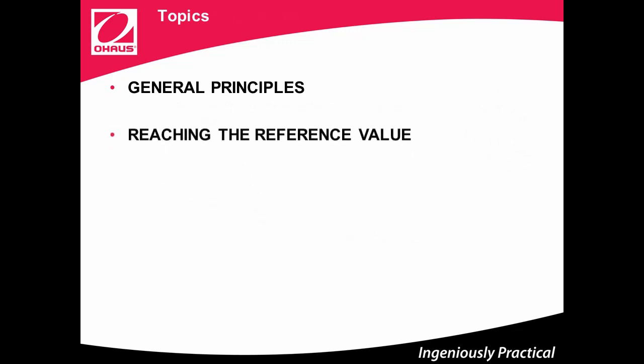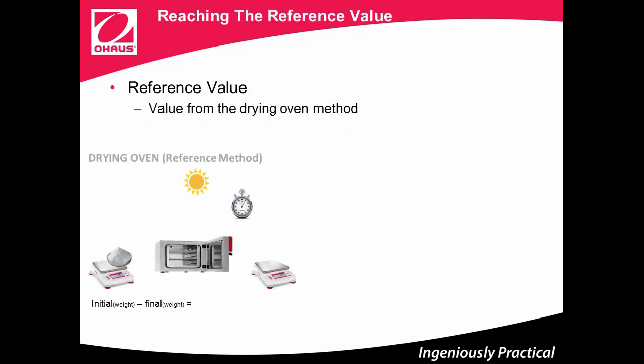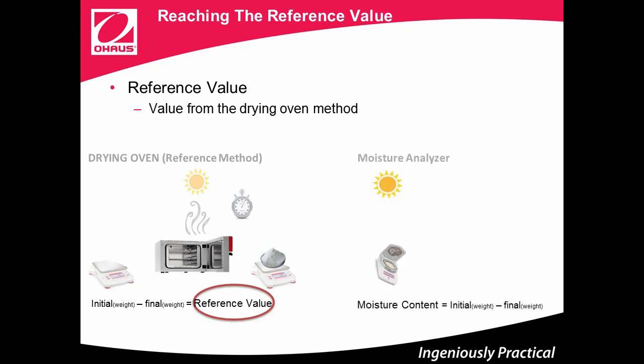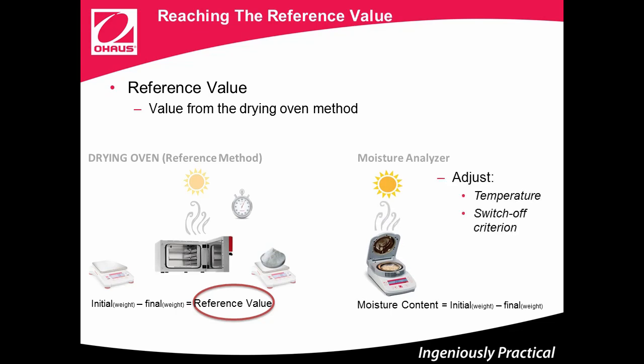Reaching the reference value is important. So let's take a few minutes to learn how to achieve this using OHAUS MB Series moisture analyzers. The moisture content value acquired using the traditional drying oven method is the reference value. As it is frequently cited as the reference method in laws and governing standards, you can use the drying oven method to get the reference value of your sample. Then you can develop a heating method by preparing the sample and adjusting the temperature and switch-off criterion on your moisture analyzer so that the end moisture content result matches the reference value.